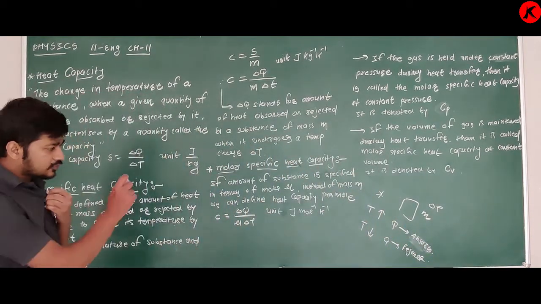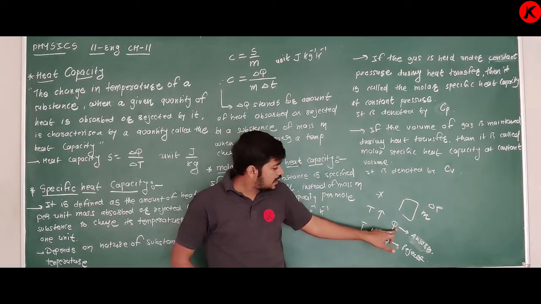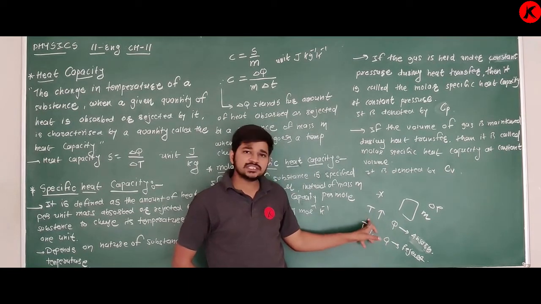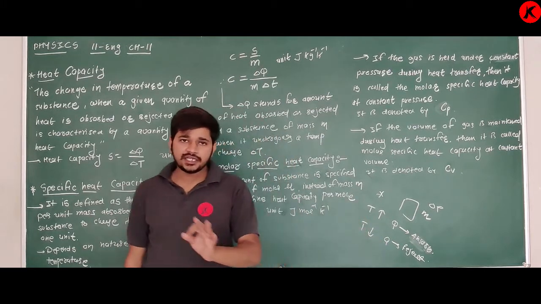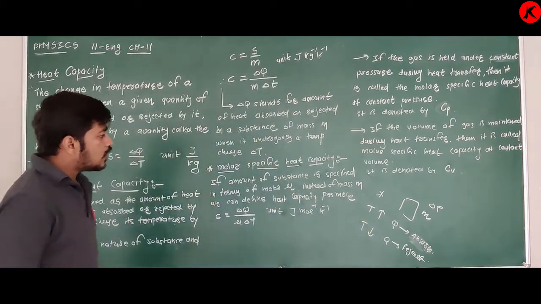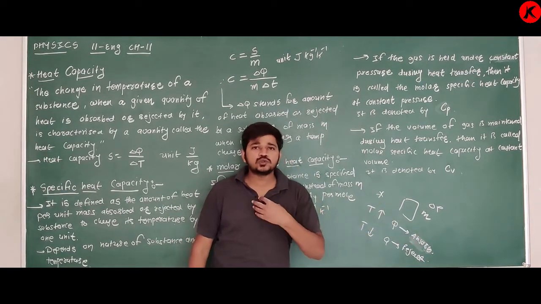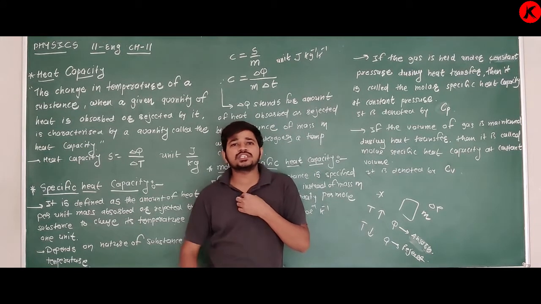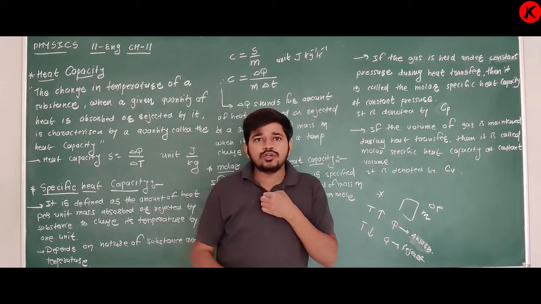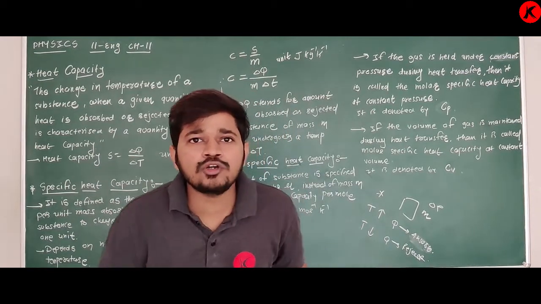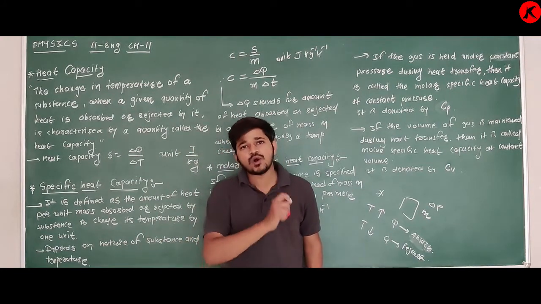So yes, this one is easy. Whenever an object or substance absorbs heat, its temperature increases. Whenever it rejects heat, its temperature decreases. So now if you have one object of mass m, and if you want to change its temperature by delta T, then the question is: to change temperature by this given amount, what is the amount of heat required?